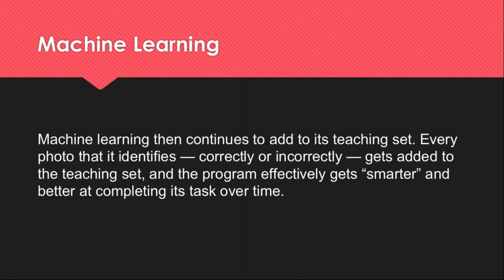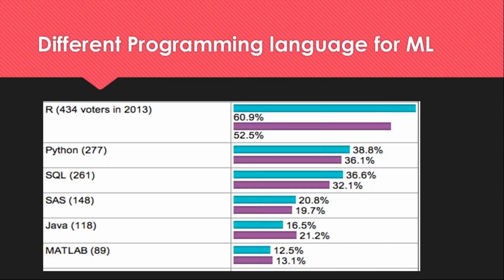And machine learning continuously improves. Suppose machine learning solves a particular question, then it stores that teaching set in its memory, and when it goes to solve the next question, it becomes more accurate, faster, and smarter.